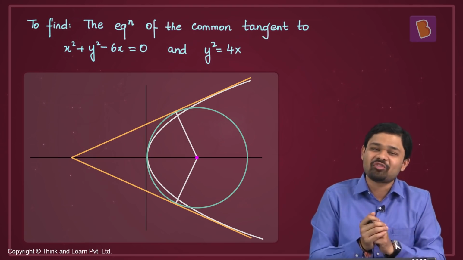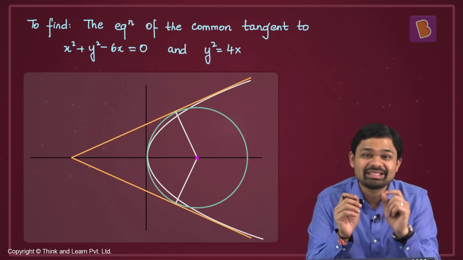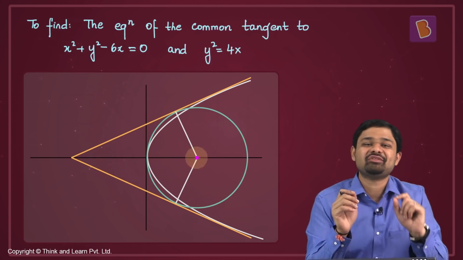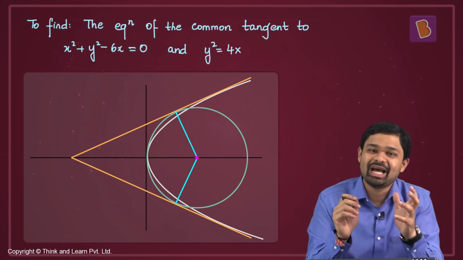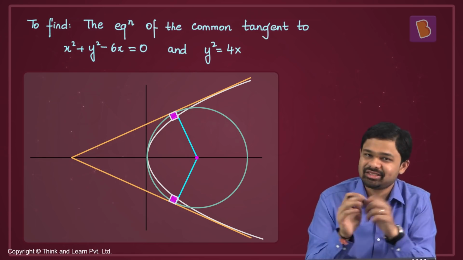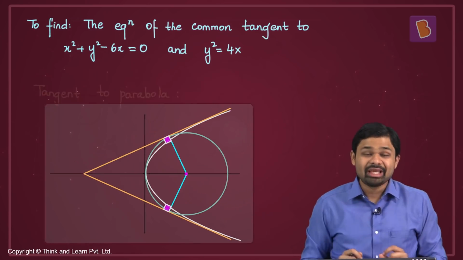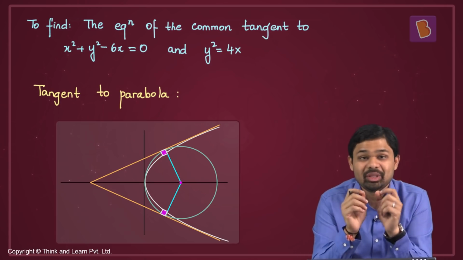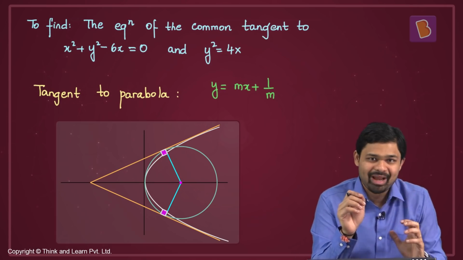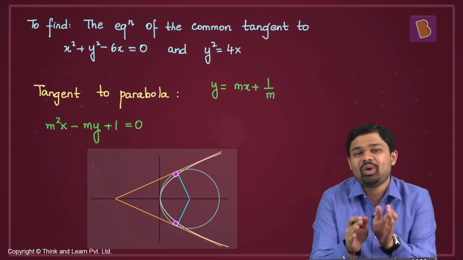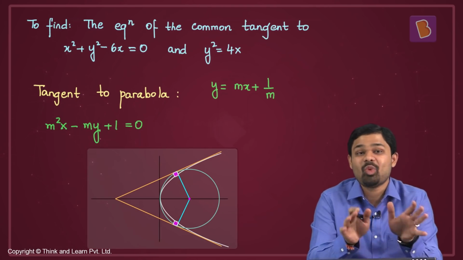to the radius of the circle, which means that the distance of the center of the circle from the tangent is going to be the perpendicular distance. This is the property we're going to use. So the equation of the tangent to the parabola is y is equal to mx plus 1 by m, which can be rewritten as m square x minus my plus 1 equal to 0.